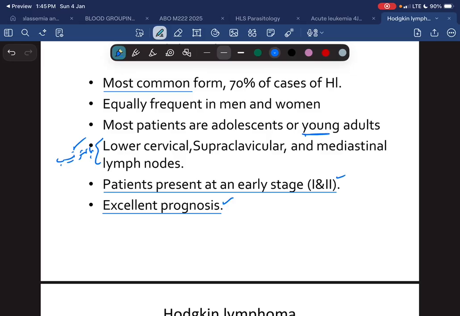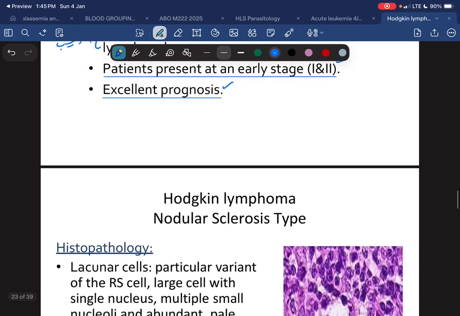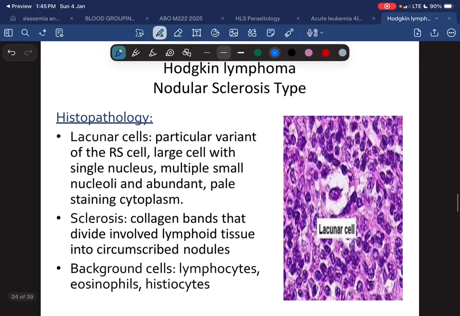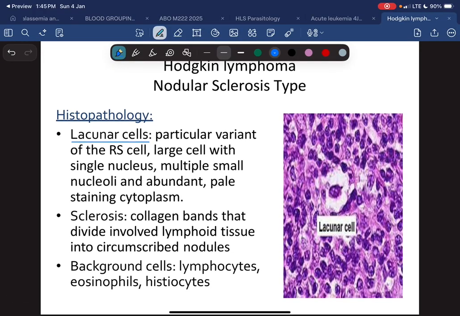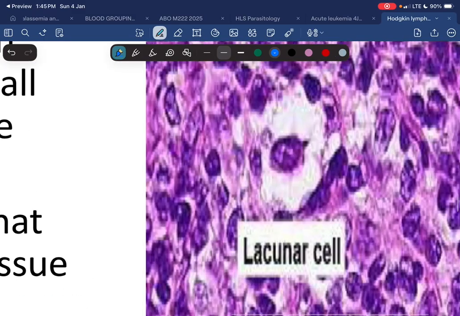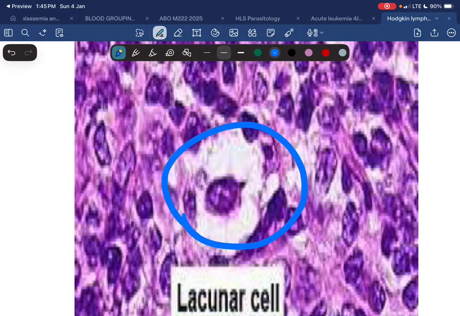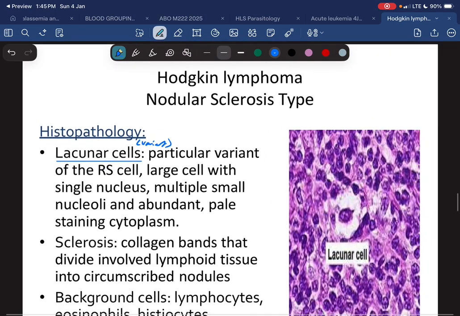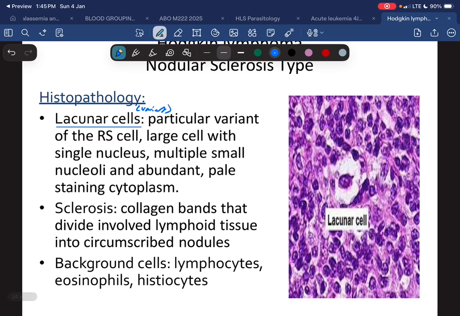Nodular sclerosis type also has a histopathologic feature called lacunar cells. They are RS cells, a variant of the classical RS cells. We talked about the classical ones; a variant of them gives lacunar cells. Lacunar, what does lacuna mean? It is the room or space around the nucleus. This is a retraction or artifact from histopathologic processing. We have cytoplasm, but it is lost with processing, so it appears on H&E sections as clearing around the nucleus.